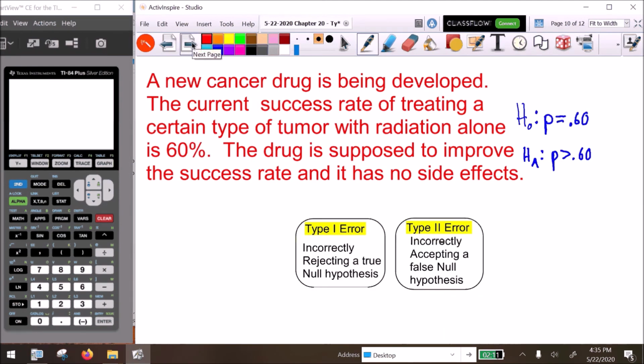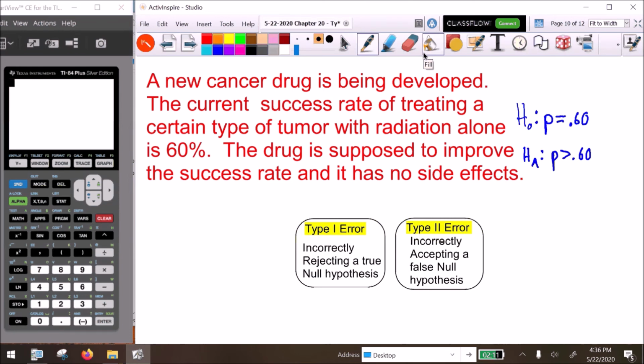What are some errors that could arise? Well, a type 1 error is incorrectly rejecting a true null hypothesis. What does that mean in the context of this situation? If they were to incorrectly reject the null hypothesis, they would say this is not true, when in actuality it is true. They'd be saying that the drug is effective at improving the success rate of treatment, when in actuality it's still 60%. So the consequences of committing a type 1 error in this case are probably pretty severe.